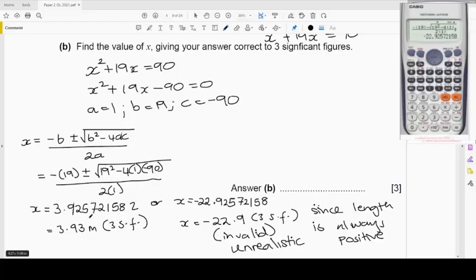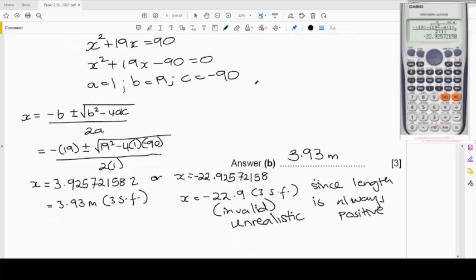Okay, so our value for x is actually just equal to 3.93 meters. So 3.93 meters, and that is to 3 significant figures as required in the question.